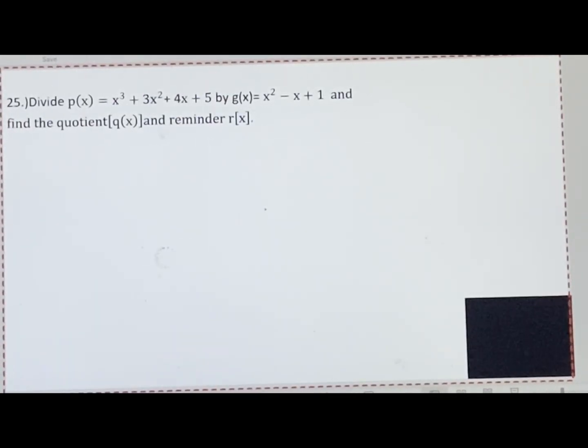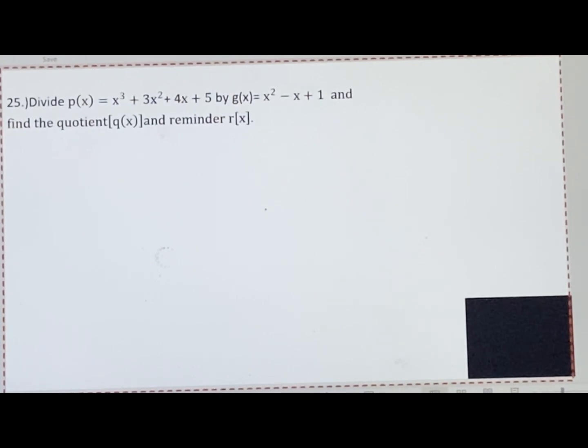So now we have Roman number 4, 25th question. Okay, so we have 9 questions of 3 marks which carries 27. So the question is, divide p of x is equal to x cube plus 3x square plus 4x plus 5 by g of x is equal to x square minus x plus 1 and find the quotient and remainder.